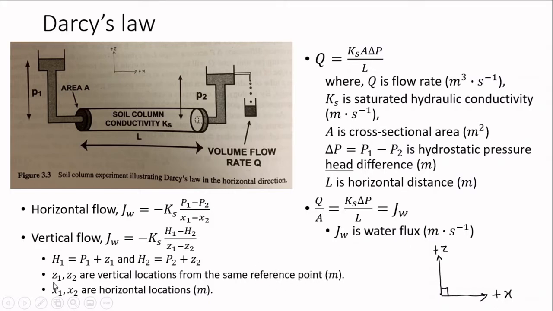It doesn't have to be similar to z1 and z2. It can be anywhere, but you must have a reference point. So z1 and z2 will refer to the reference point, and x1 and x2 are horizontal locations. So you must also have a reference point, but you can pick either x1 or x2 as the reference point.